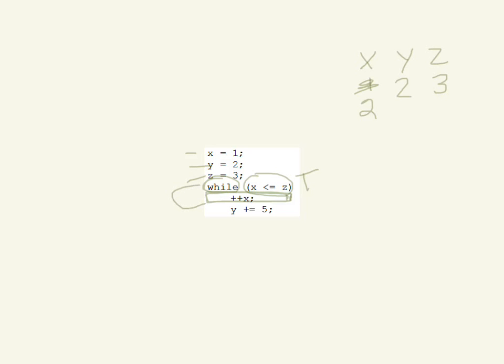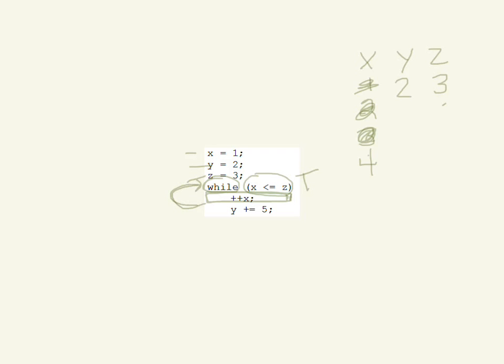As soon as I do that, I go back up to my while. Now I have x is 2 and z is 3, so I say, is 2 less than or equivalent to 3? Yes, it is. So I'm going to do the body of the loop again, which is just the plus plus x. So I increment that to 3. Now I have x of 3 and z of 3, and I ask, is 3 less than or equivalent to 3? Yes, it is. So do the body of this loop again, which is plus plus x, which means add 1 to x. It's now 4.